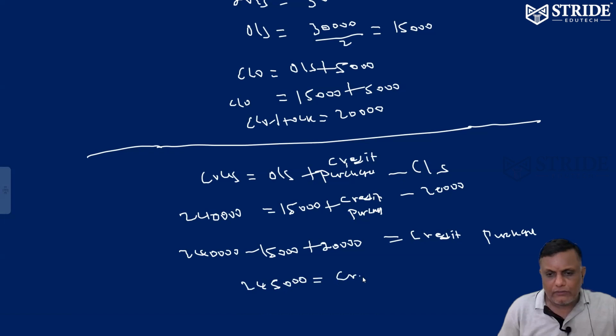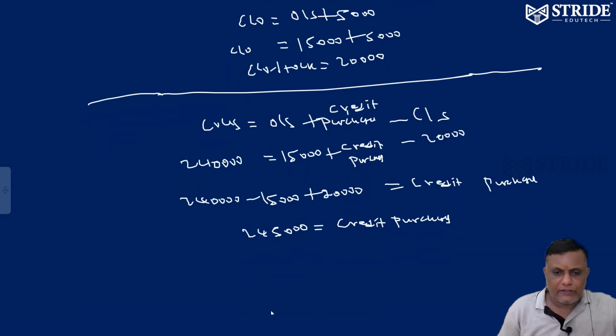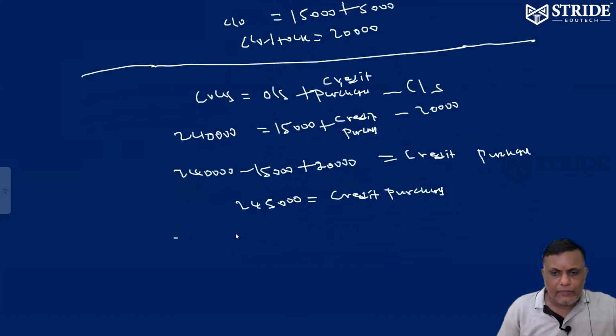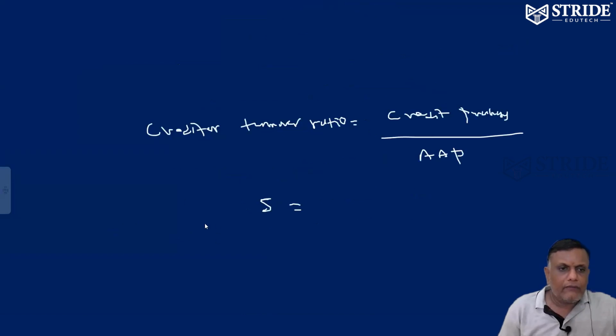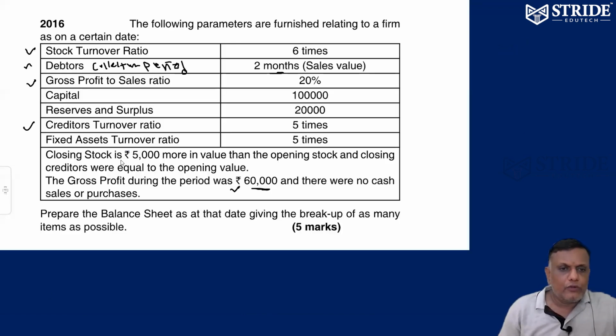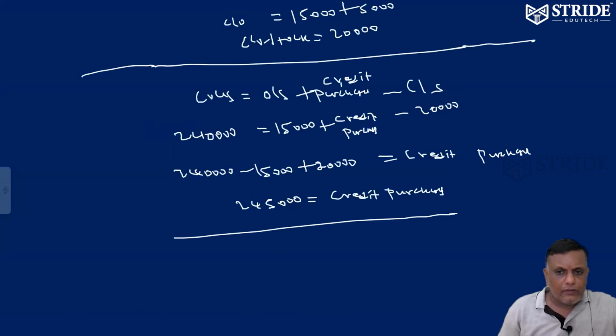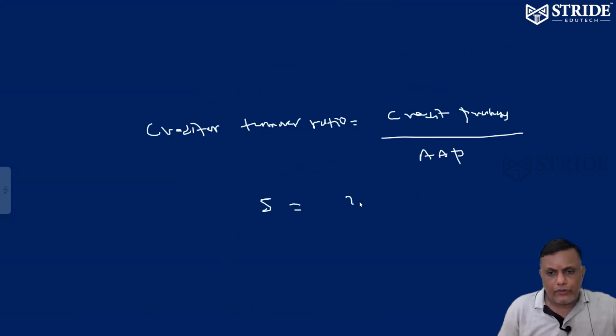Correct? Please check it out. Credit purchase is 2,45,000. Once credit purchase is known, automatically we can use the credit turnover ratio of 5 times. So okay, credit purchase is known. Substitute here, credit purchase 2,45,000.